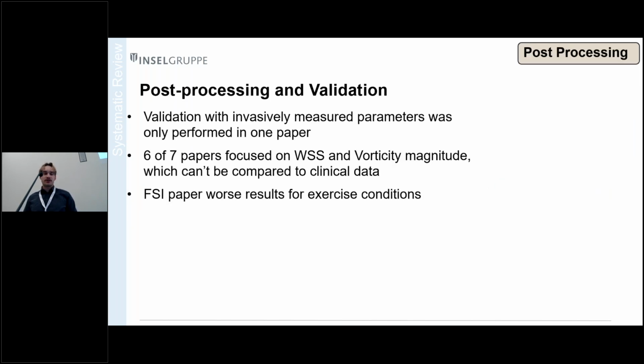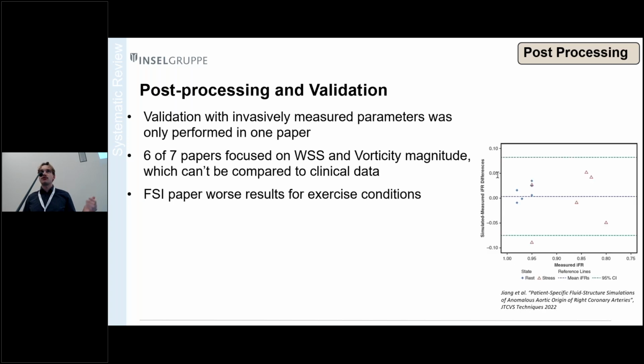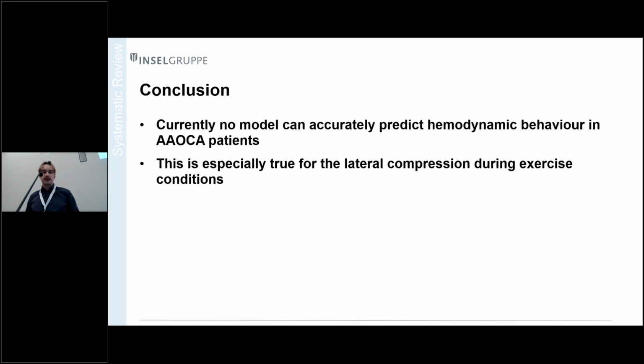For post-processing and validation, actually only one paper compared the results to invasive measurements, while all the other ones used wall shear stress and vorticity magnitude, which can't be directly compared to clinical data. And the same FSI model I showed you before, they validated their data, and you can see with the blue dots that for resting condition, the model worked quite well. But as soon as we went into the exercise condition, which is important, as I stressed before, the variability increases a lot. So in conclusion, I think we can say that currently no model can predict hemodynamic behavior in these AOCA patients. And this is especially true for this lateral compression during these exercise conditions.